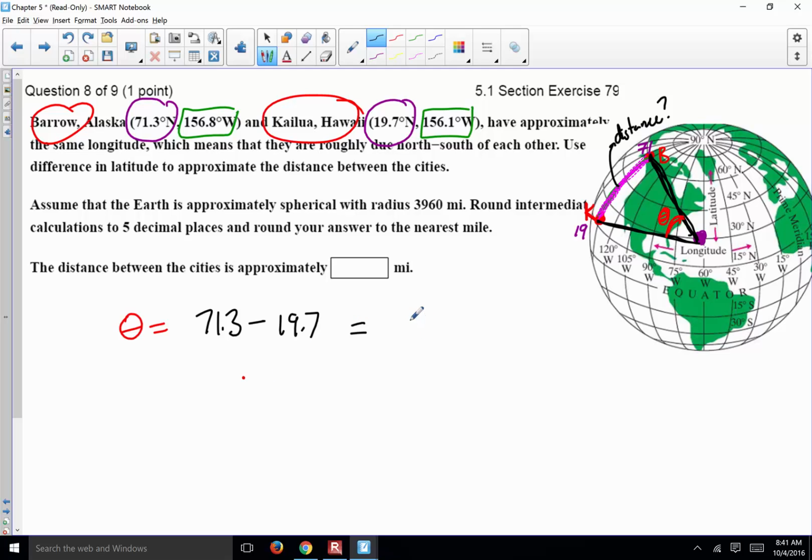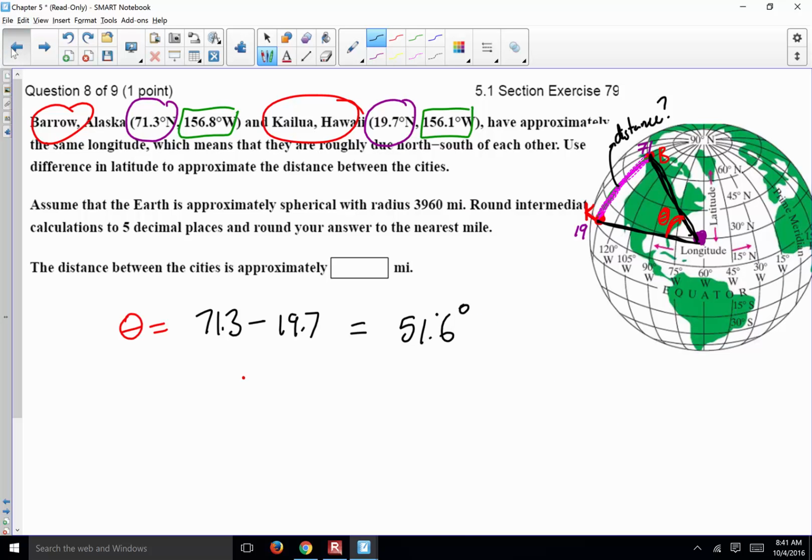So which gives us almost 51.6. So there is a 51.6 degree difference between these two points. So this angle measures 51.6.